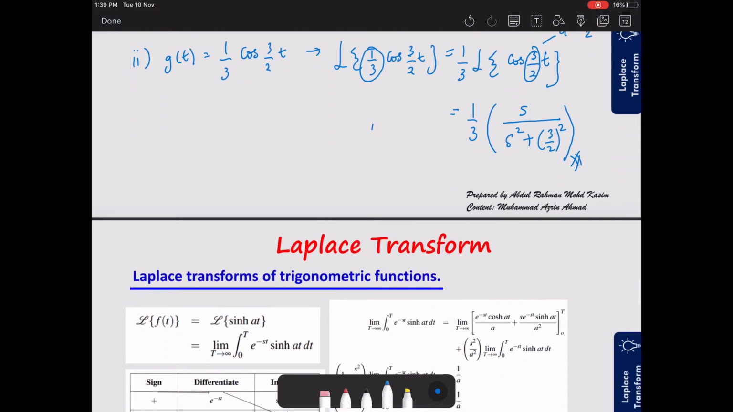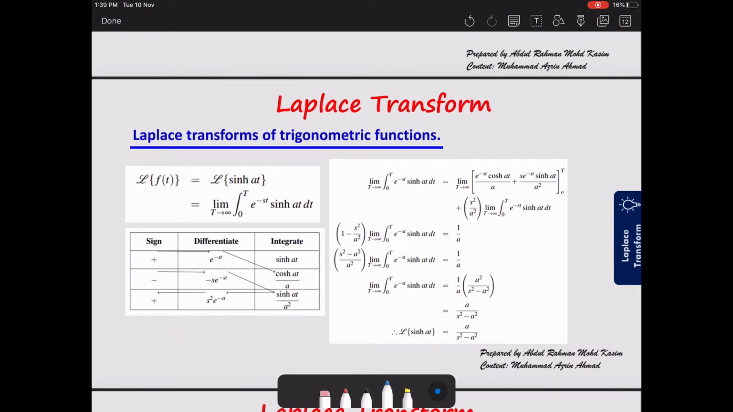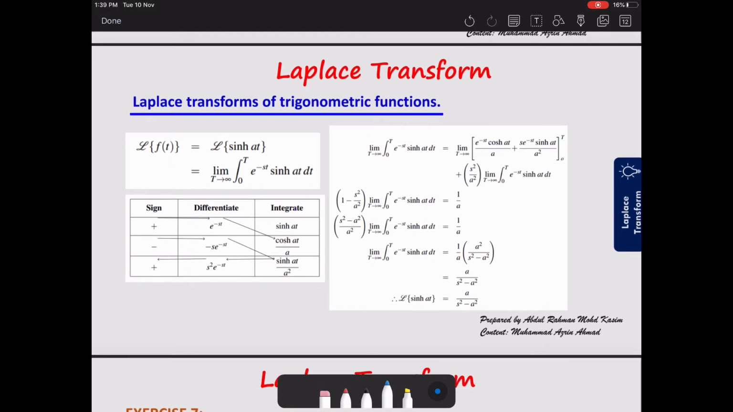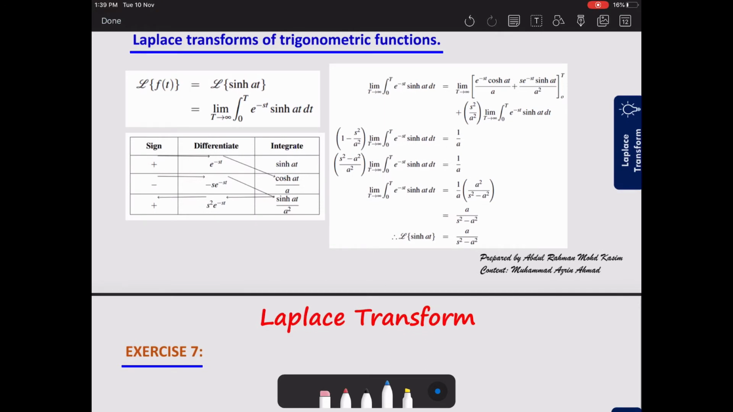Next, we would like to transform the functions that involve hyperbolic functions, which are the sine hyperbolic and also the cos hyperbolic. It's the same thing according to the definitions. You have to find the limit of this function, and finally you will have this one. So this is our reference.